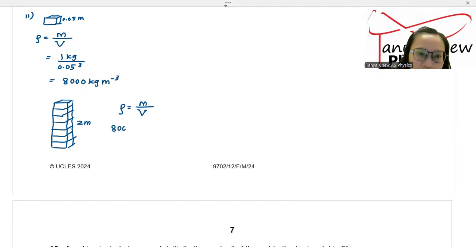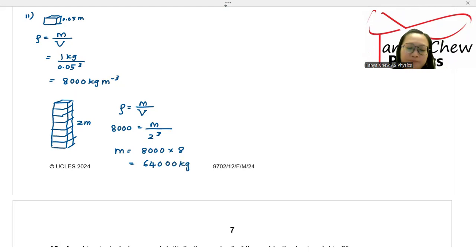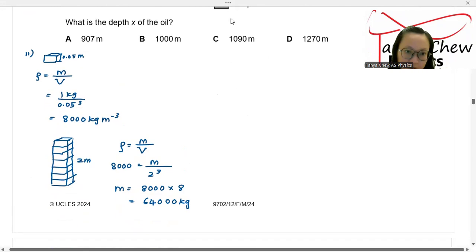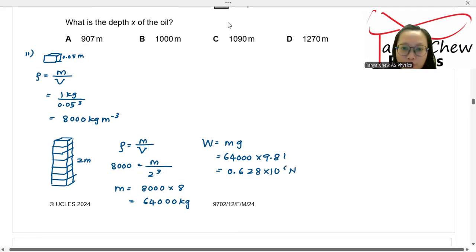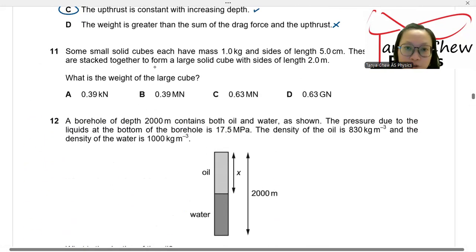Density is still the same, which is 8,000. Mass, but the volume will be different, right? 2, you cube it. So the mass of the large cube stacked together would be equal to 8,000 times 2 to the power of 3, or 2 cube is 8. So you get 64,000 kilograms. Now look at the question. They ask you what is the weight. Since I got the mass, very easy for me to find the weight, don't you think so? W is equal to mg. 64,000 times 9.81. So you're supposed to get 0.628 times 10 to the power of 6 Newton or 0.63 mega Newton. C is the answer.